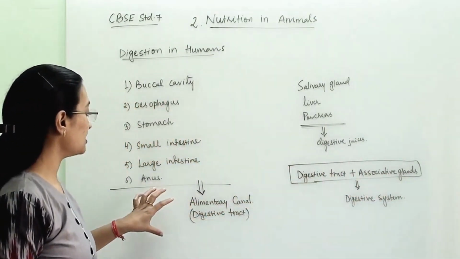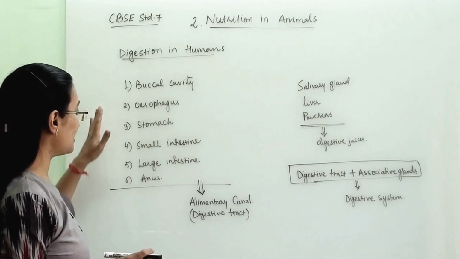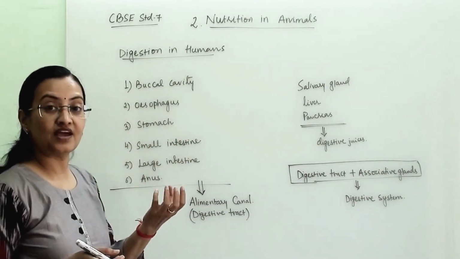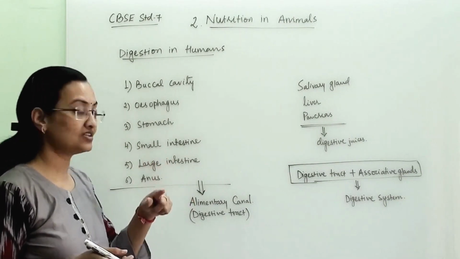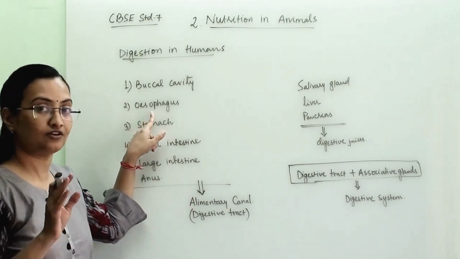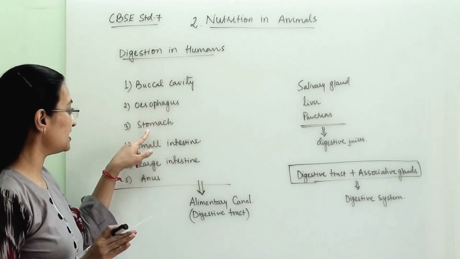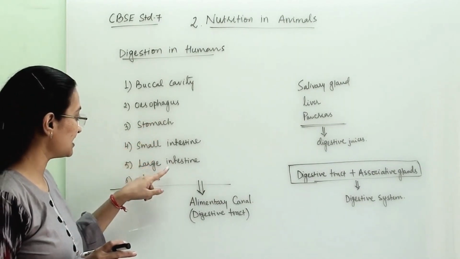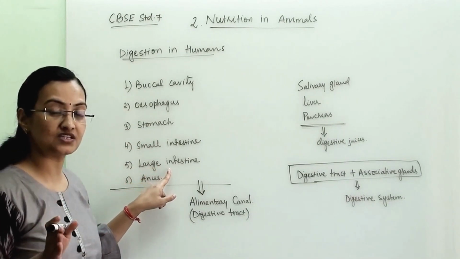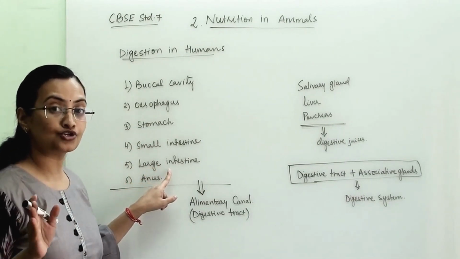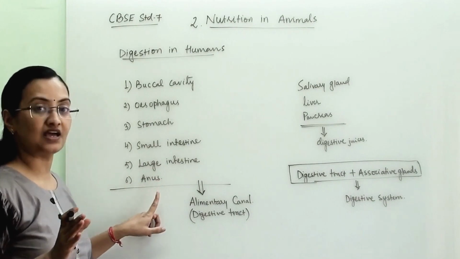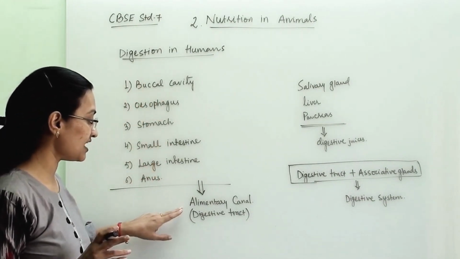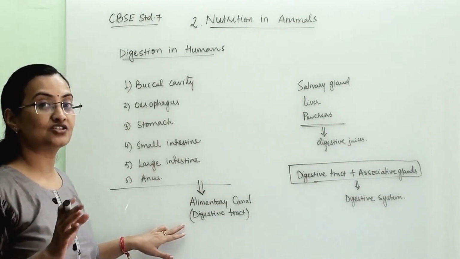When we are talking about the digestive tract, there are 6 parts of that. First is the buccal cavity, where we chew the food, and after that it will go to the esophagus, the food pipe. The esophagus will take the food to the stomach. After the stomach it will go to the small intestine. After that it will go to the large intestine, and the latter portion of the large intestine is the anus. Now these 6 parts make the alimentary canal. It is also known as the digestive tract.